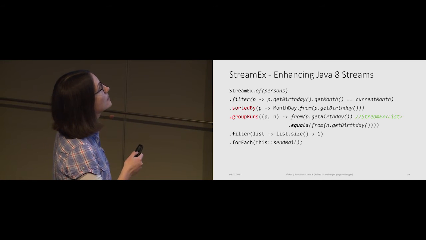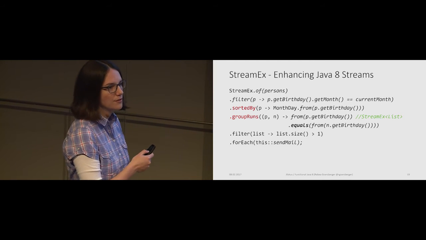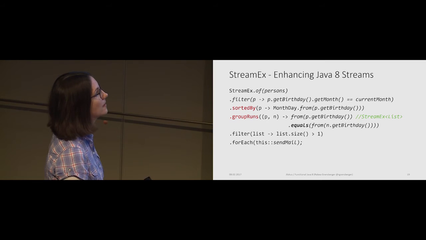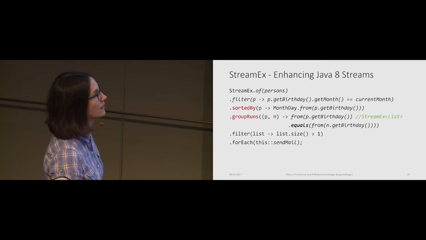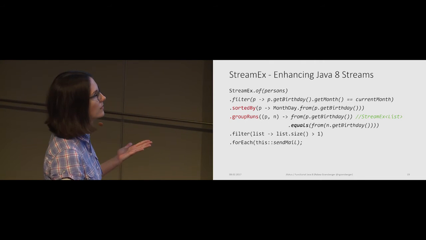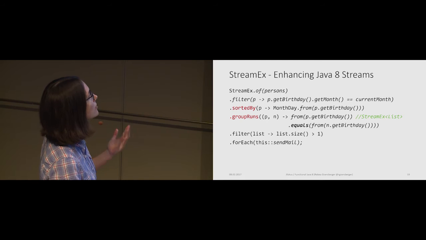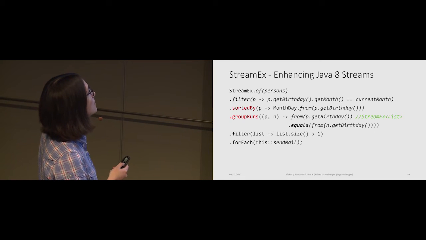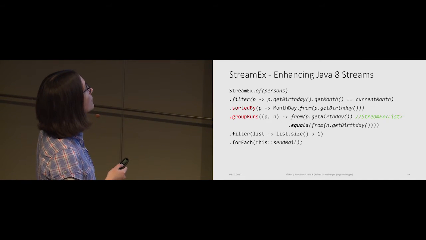And then we can use this nice group runs method to give us all adjacent elements directly in a list. So we then have a stream with a list. So we already have all our elements, which we previously have done with the group by function. Then we can continue with filtering and for each.